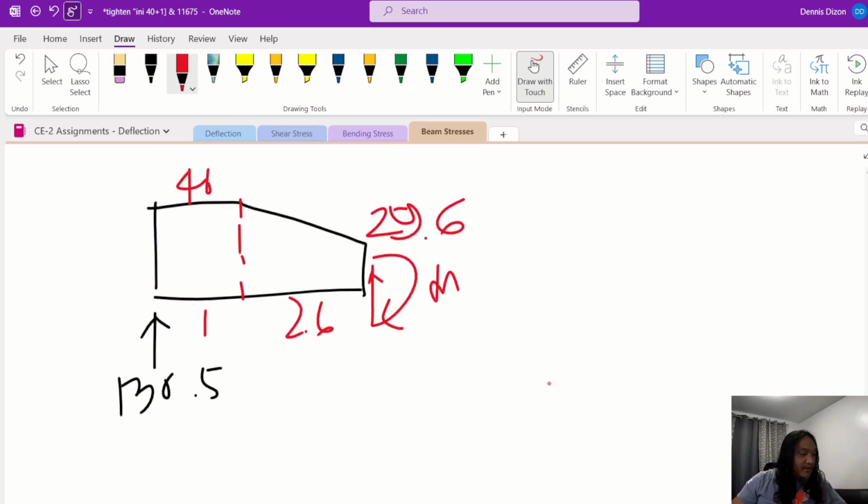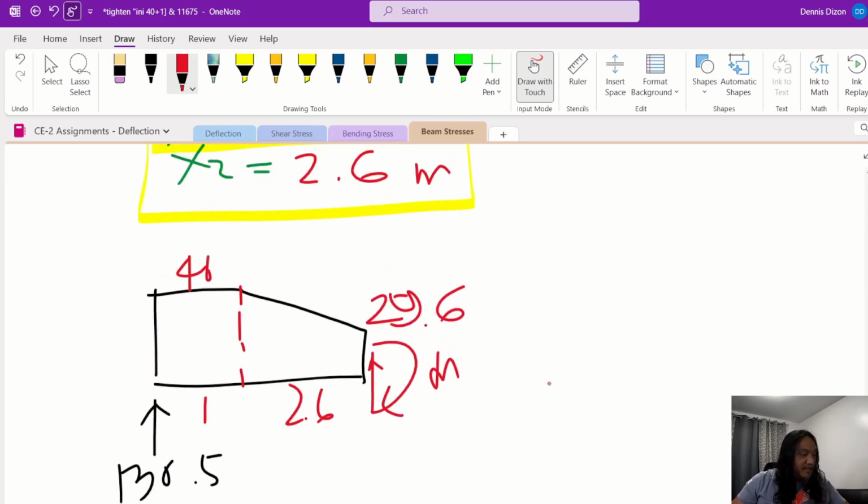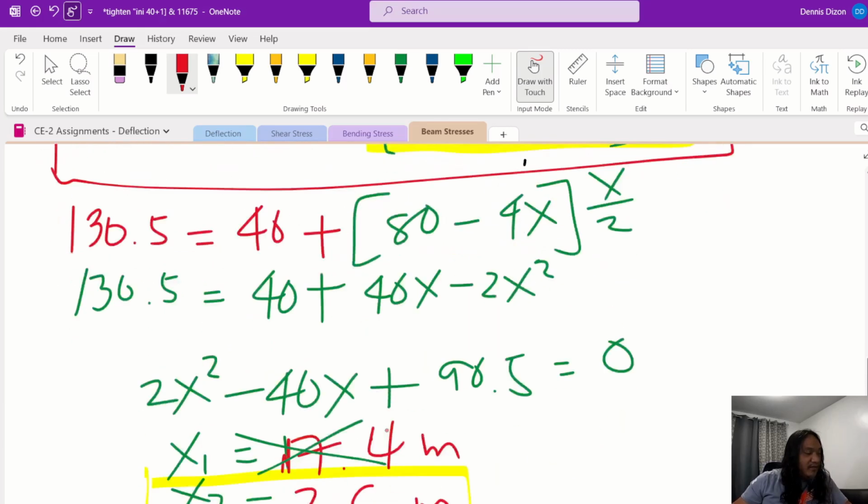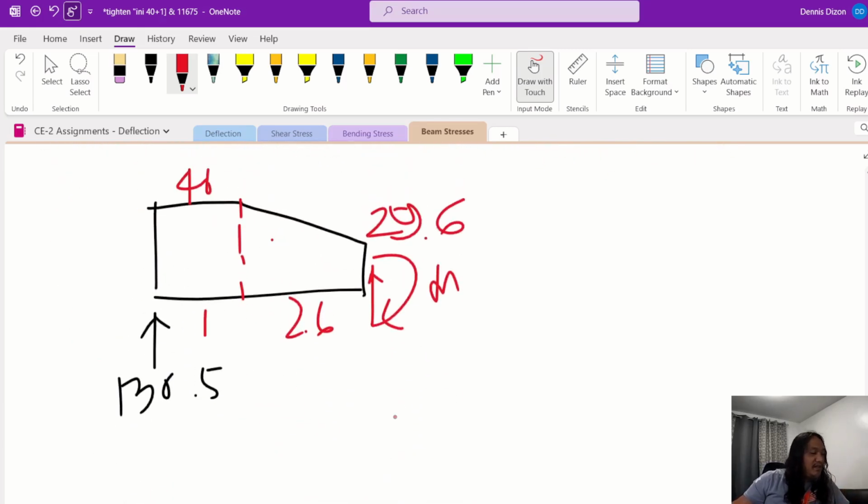So if you want, we can check if that is really correct, right? 40 times or 40 plus this area is equal to 130.5. But we already solved that value of x based on that equation anyway, so that should be the correct one. So to get the moment here, when you cut section at zero shear, right there, you sum up moment.